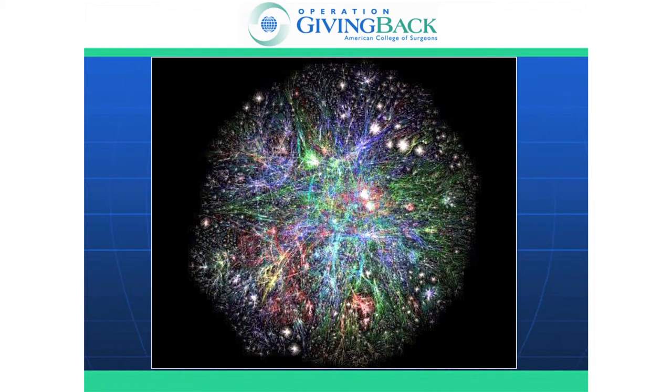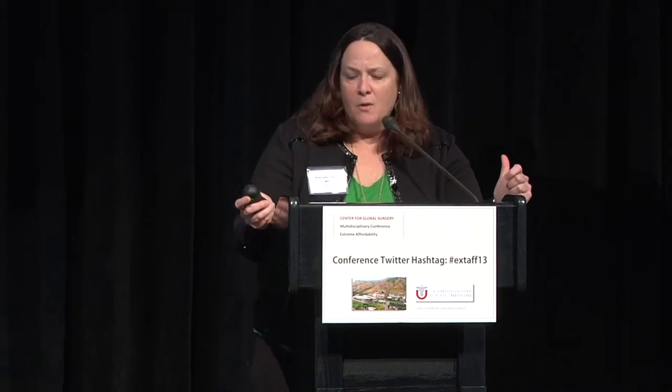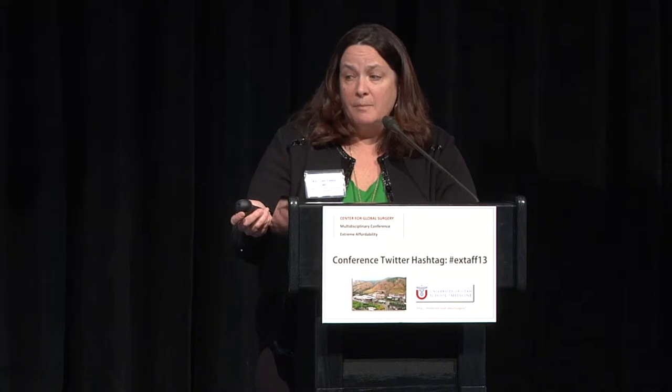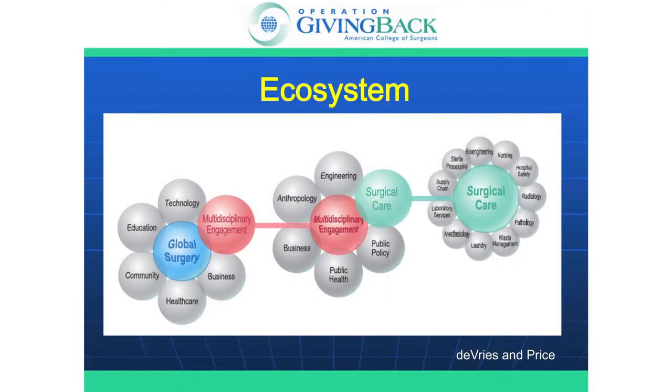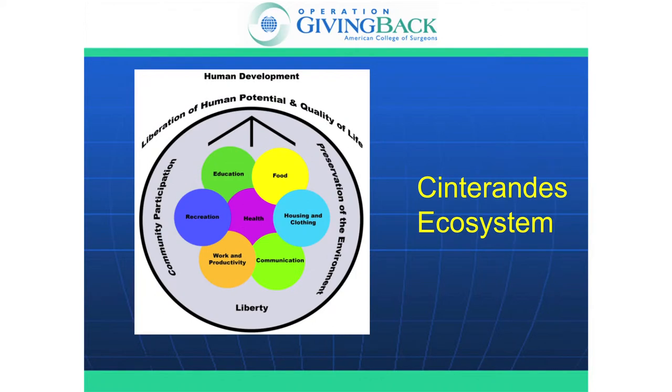So when I think of an ecosystem, it looks like this in my brain. And it is complex and rich and vibrant and really full of energy. And it also becomes clear that depending upon where you stand within this ecosystem, it will look different to you. We've heard described the elegant model of ecosystems by Dr. DeVries and Dr. Price that's been developed, which varies somewhat, but has the same common elements as the ecosystem that's employed or utilized by Cinturandes and Dr. Rodas described to us yesterday.